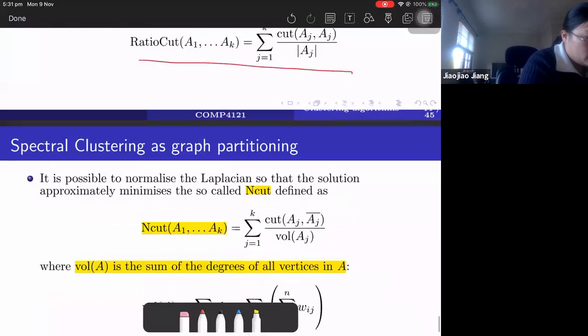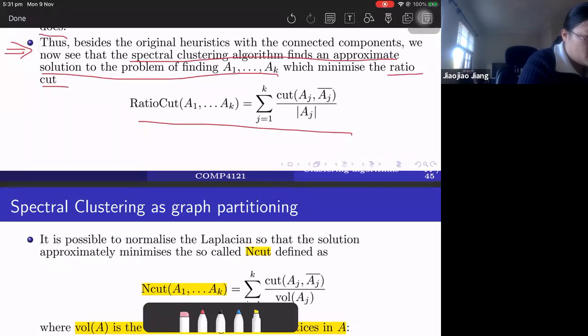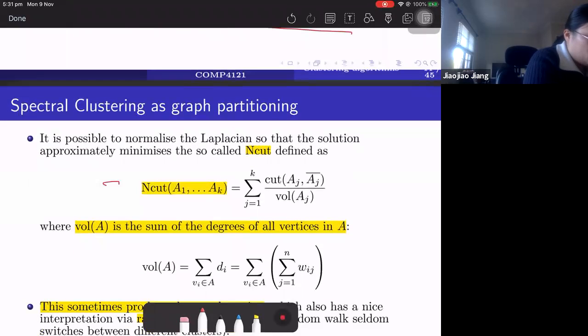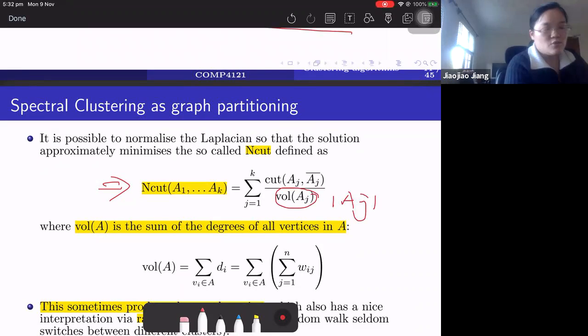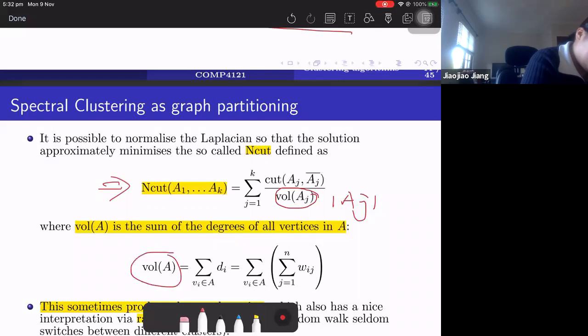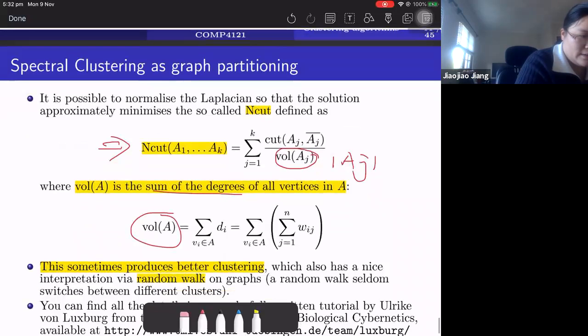Okay, so in real applications, instead of using ratio cut, we actually often use Ncut. In the ratio cut, the ratio is the size of AJ, the number of nodes in cluster AJ. In the Ncut approach, rather than use the size, we use the volume of AJ. As we defined before, the volume of A is the sum of degrees of nodes in A. So this is the difference between Ncut and the ratio cut, and in real applications, we often use the Ncut.